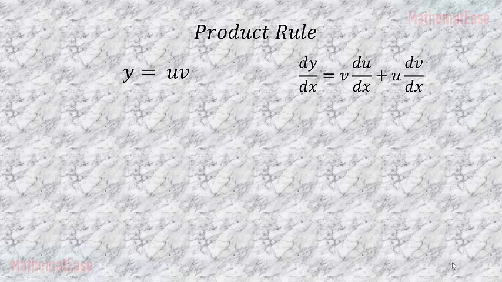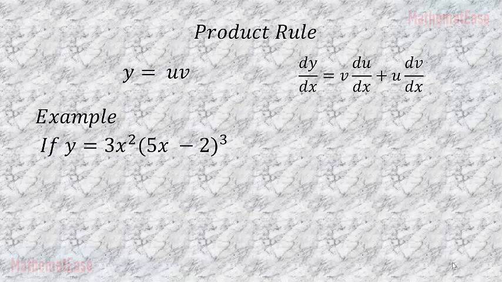So if you write dy/dx is equal to v du/dx plus u dv/dx, or you write dy/dx is equal to u dv/dx plus v du/dx, both of them are correct. So example, y is equal to 3x squared in bracket (5x minus 2) raised to power 3. We want to find dy/dx.